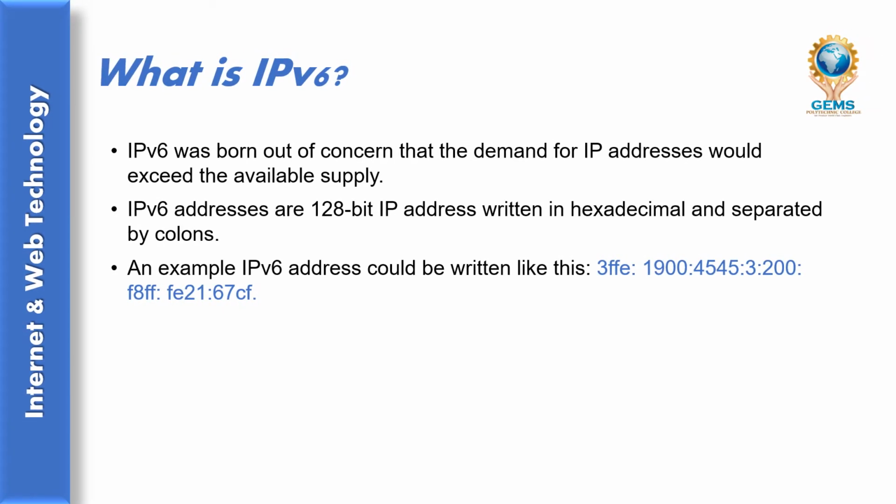IPv6 was born out of concern that the demand for IP addresses would exceed the available supply. IPv6 addresses are 128-bit IP addresses written in hexadecimal and separated by colons. For example, an IPv6 address could be written like this: 3FF colon 1900 colon, etc.